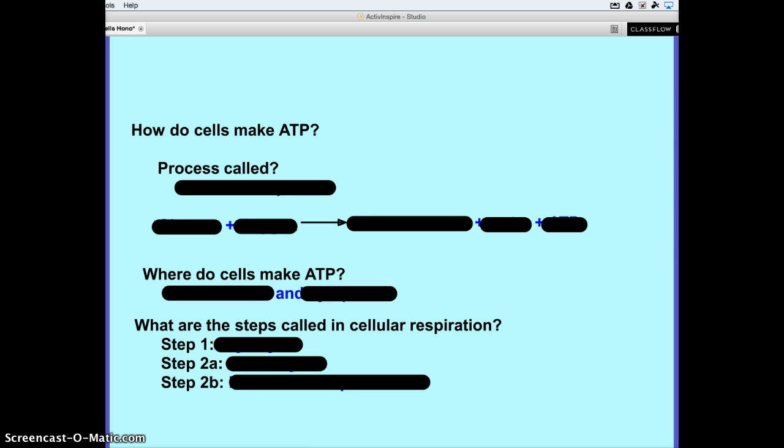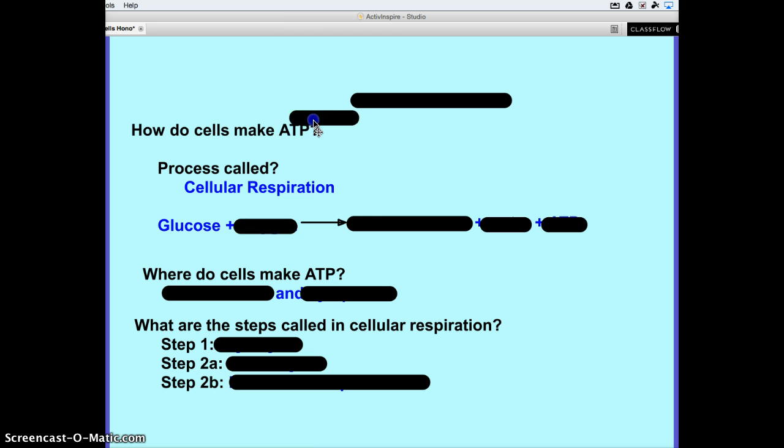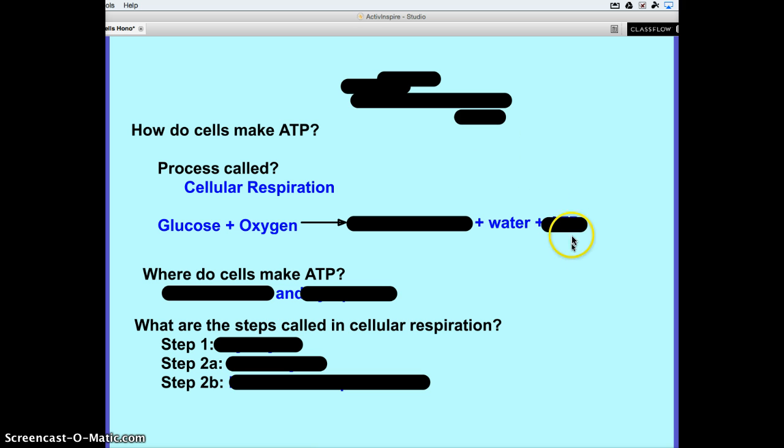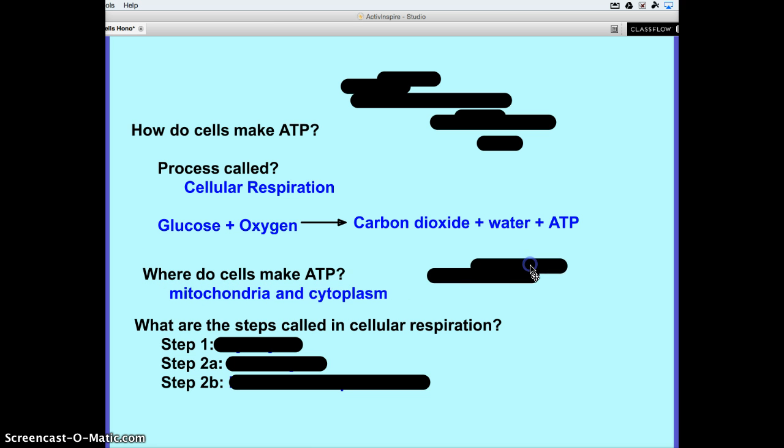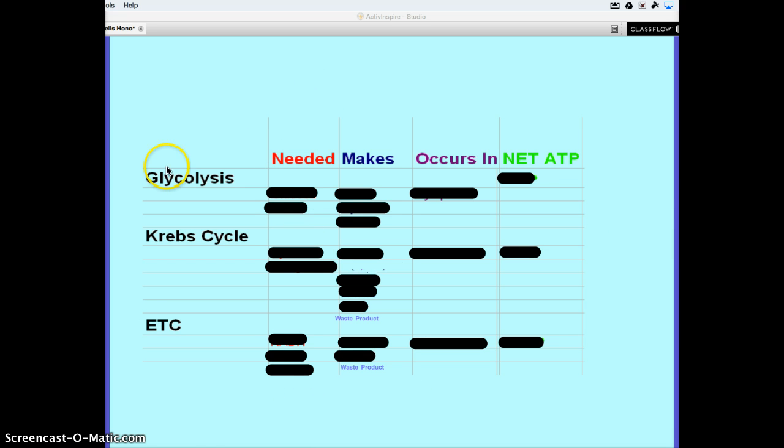When ATP is made, this process is called cellular respiration. Who could give me the formula? Oxygen plus glucose makes water, carbon dioxide, and a lot of ATP. Good. Where do cells make this? Good. And the 3 steps in order? Glycolysis, Krebs, and ETC. What's needed is also known as what? Reactants. And what's made are products. So we're going to do glycolysis first.